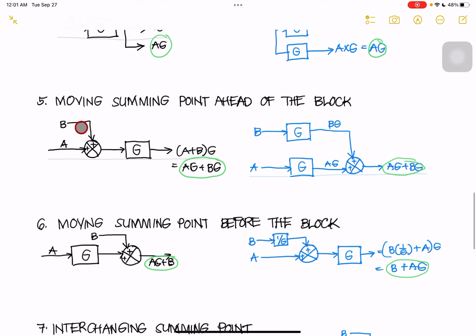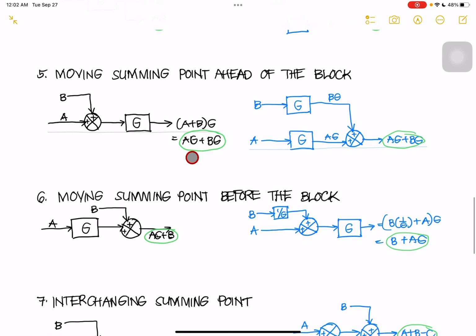So, what is the output? The output of this is AG plus BG. It should be the same, the output should not change. Okay? So, A enters G, AG. B enters G, becoming BG. Then the comparator gives AG plus BG, which is just the same as this.